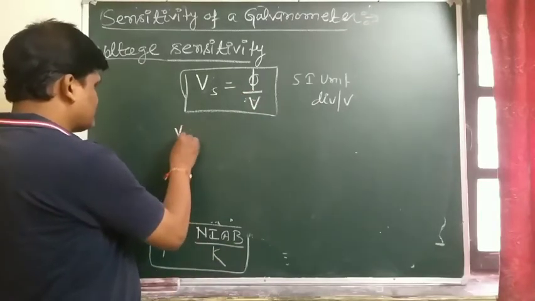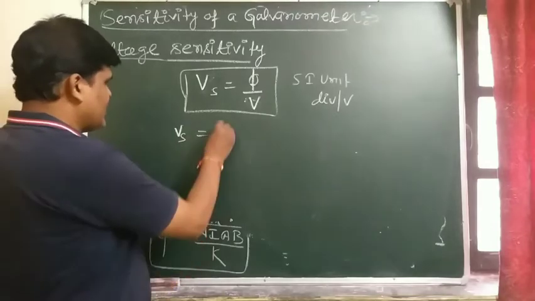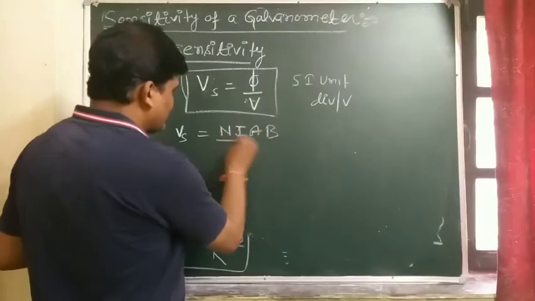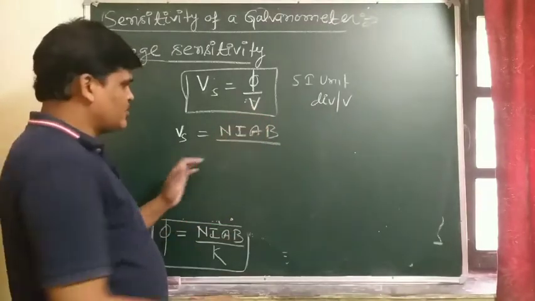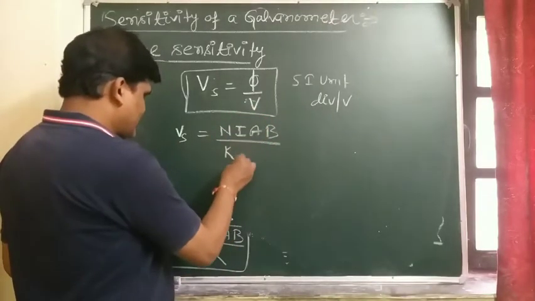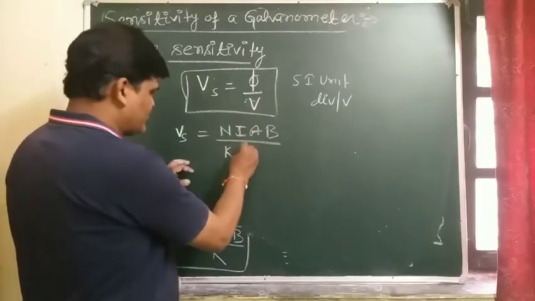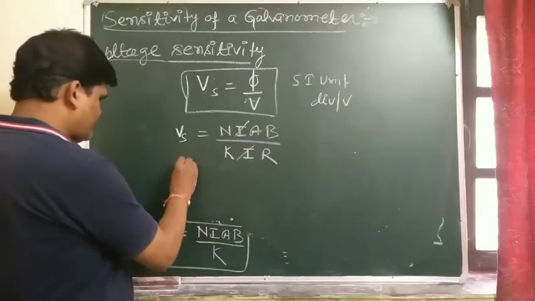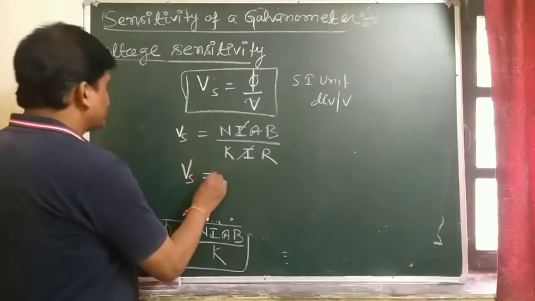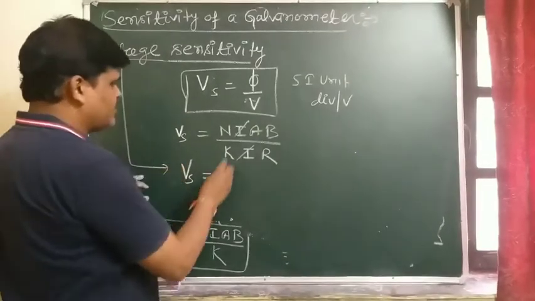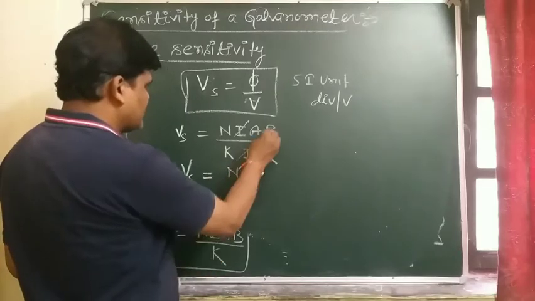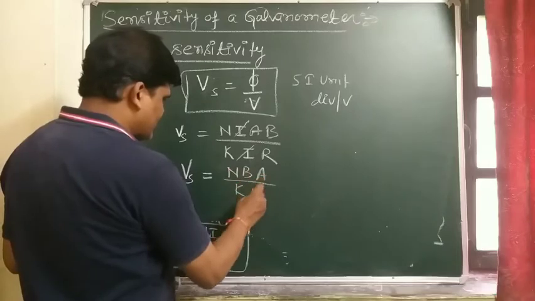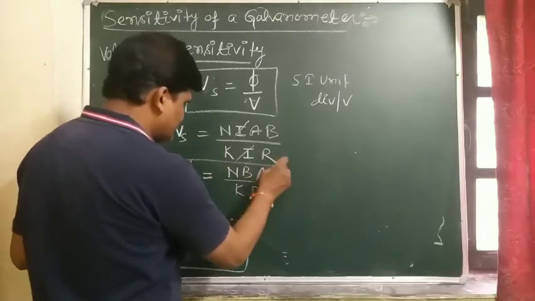So Vs can be written as phi by V, which is NIAB by V. And V is equal to IR. So we put IR, and I cancels out. So the voltage sensitivity of a galvanometer can be written as NBA by KR. This is the voltage sensitivity.